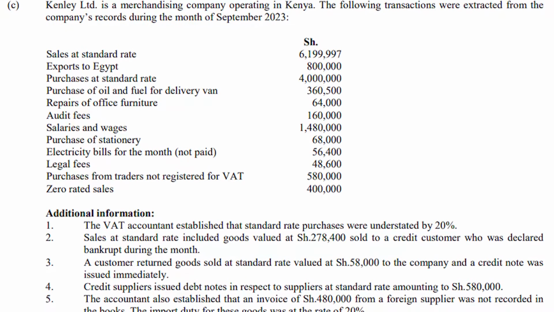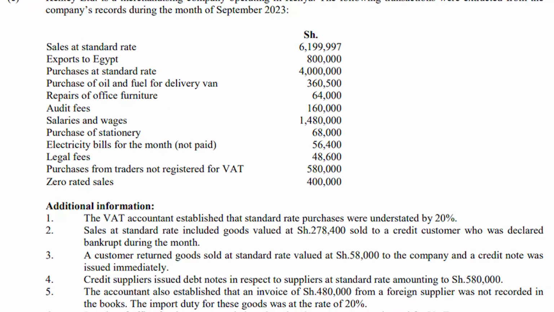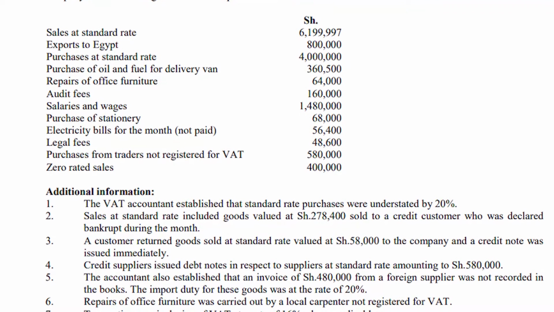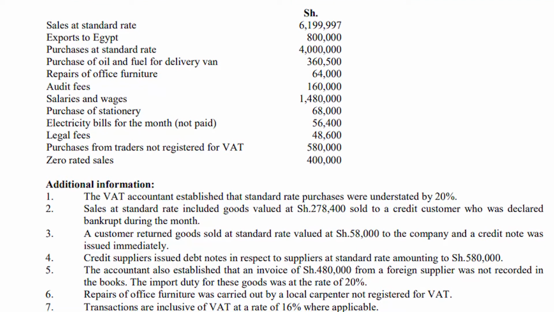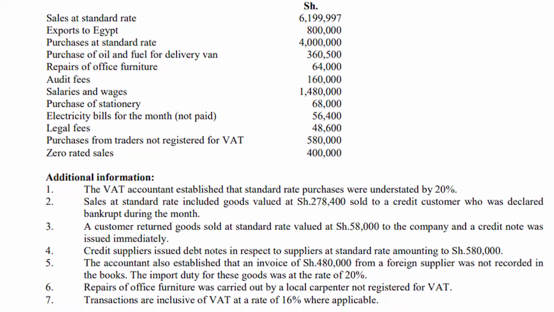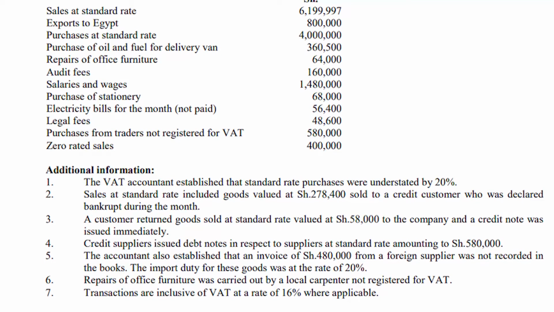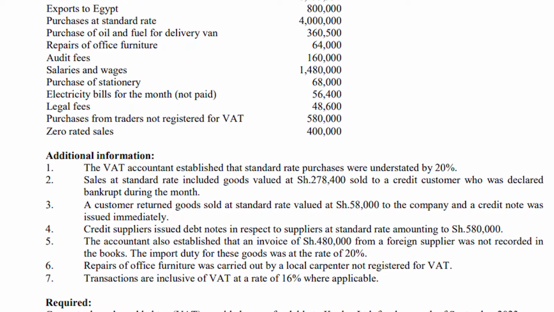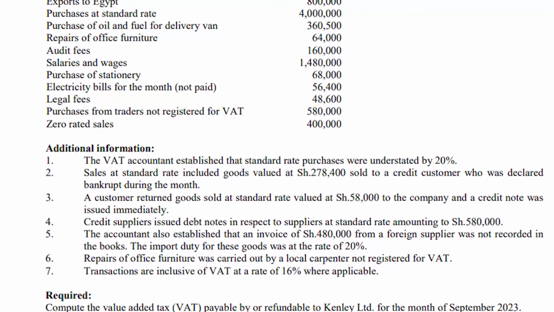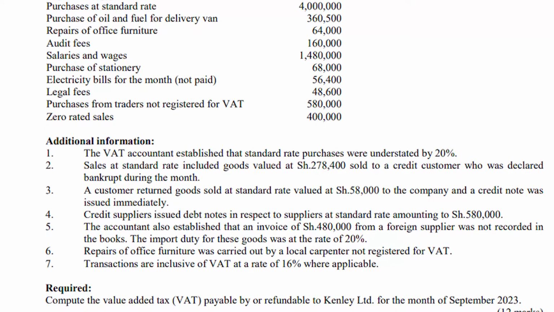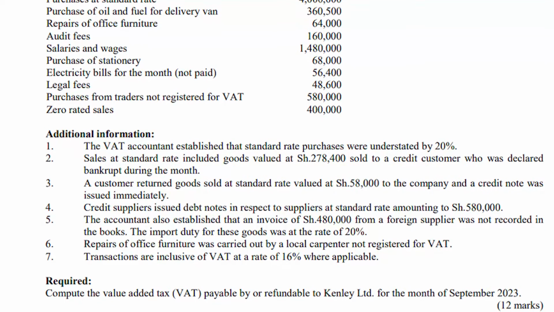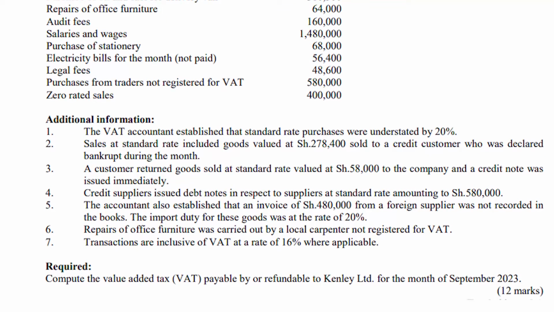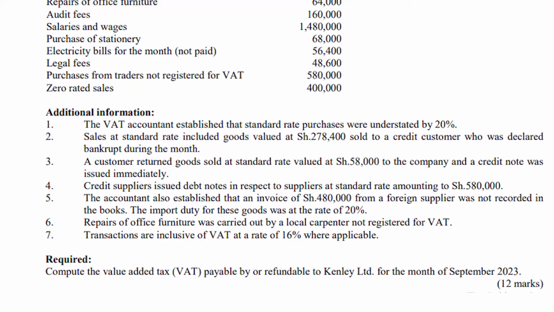So on the additional information, number one, you're being told that the VAT accountant established that the standard rate sales were understated by 20%. Then you're being told that the sales at standard rate include goods valued at 278 sold on credit to a customer who was declared bankrupt. Then we're also being told that a customer returned goods sold at standard rate at 58,000 to a company, and the credit note was issued immediately.